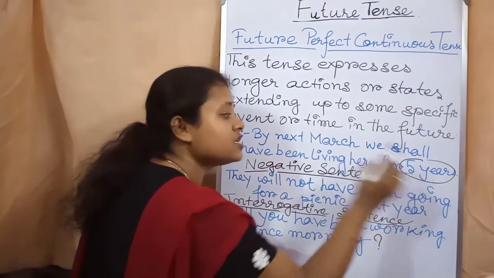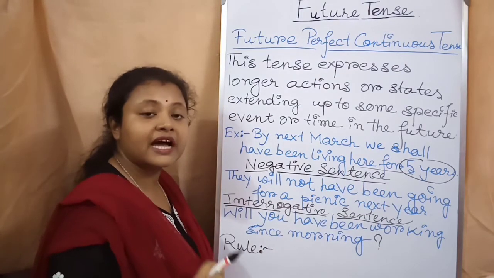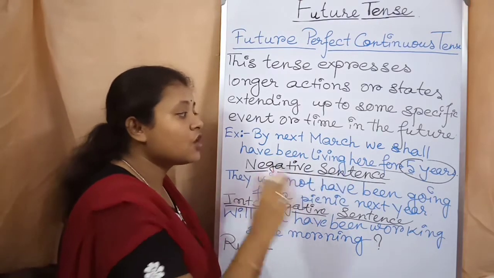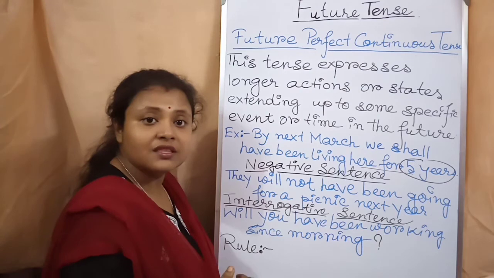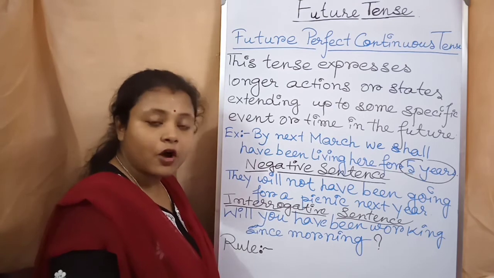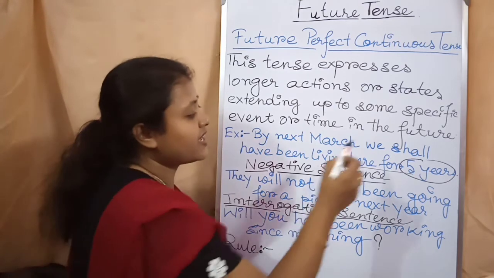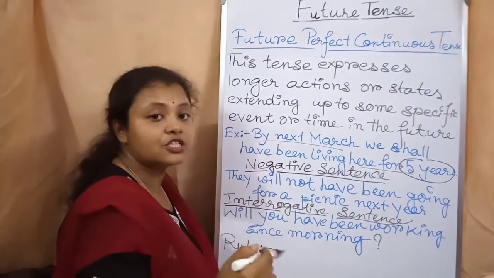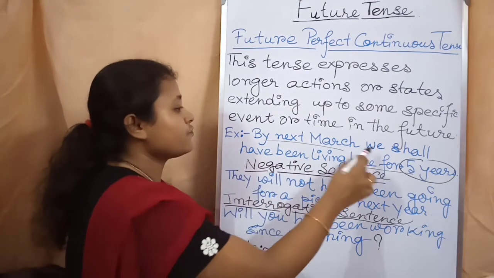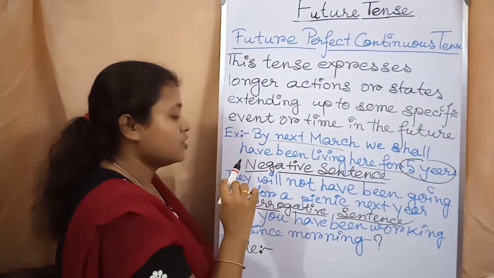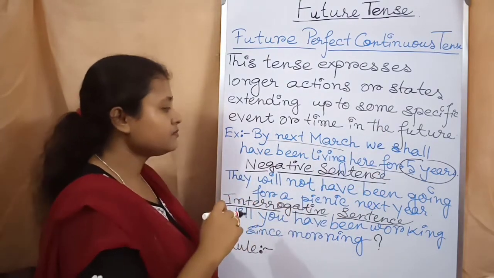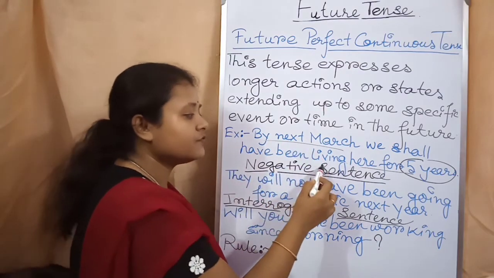So here I have mentioned the specific time that will occur in future. It's not 5 years now. In this year, it is not 5 years. 5 years will take place in the next year. So that is why I have said here, by next March, next year March, we will have been living here for 5 years. We shall have been living here. We shall or we will, we can write. After that have, after that been, then the verb, then the ing.